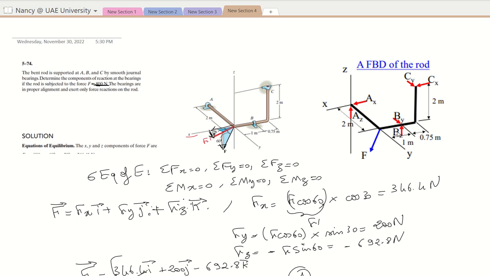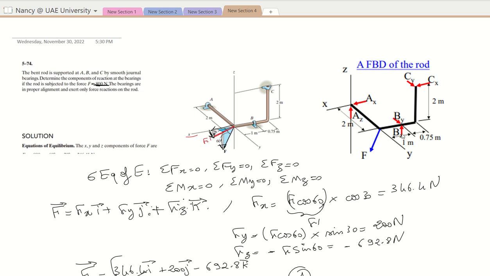So for summation of moment about x, this is my x-axis. The forces that are touching the x or that are exactly pointing on the x-axis will not have moment about the x. So Ax and Az will not have moment about x. In addition to that, the force that is parallel to the x-axis will also not have moment about x. In this case, Cx, for example, will not have moment about the x-axis. So Ax, Az, and Cx will not have moment about the x-axis.